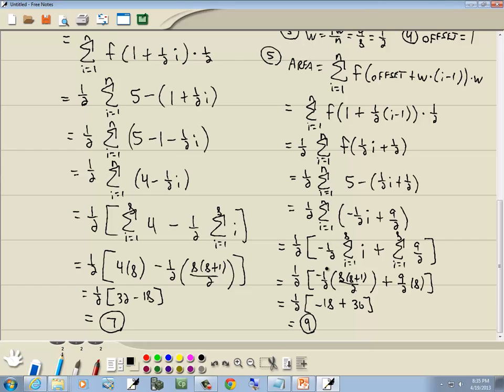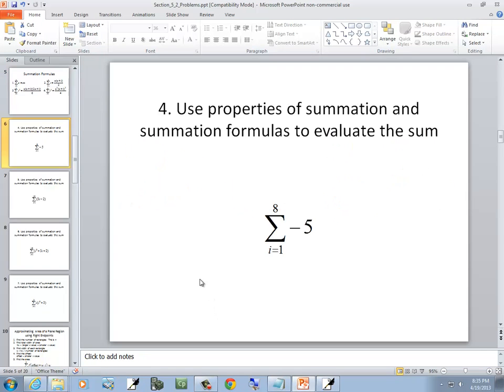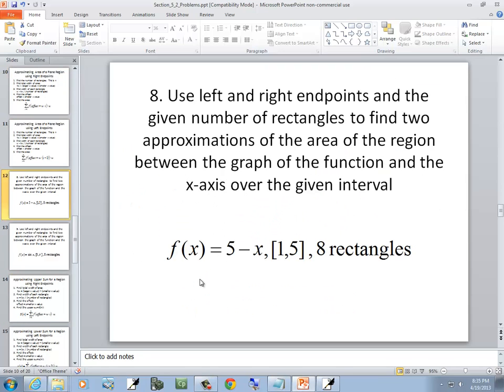Okay. Now, when we find the left and the right, what we'll find is the area is somewhere in the middle. So it's a pretty good guess, since we came up with 7 here and 9 here, our guess would be that the area is 8. I don't think they ask us to do that in these problems, but let me see for sure. Use left and right to find 2 approximations of the area. So they just want us to find approximations.